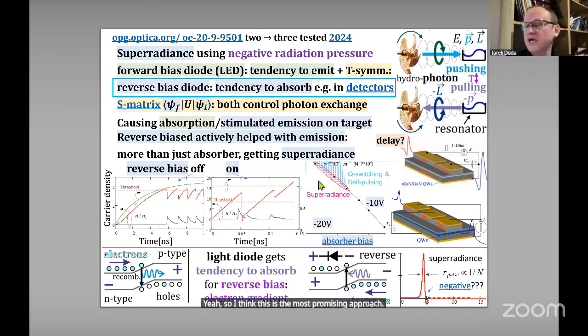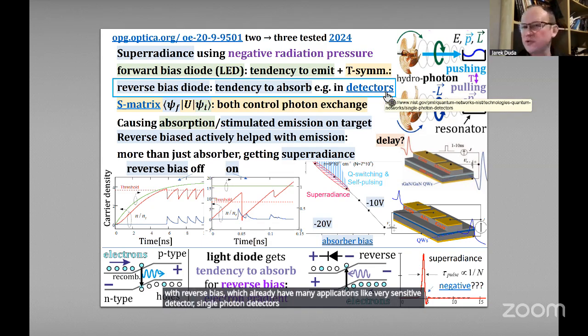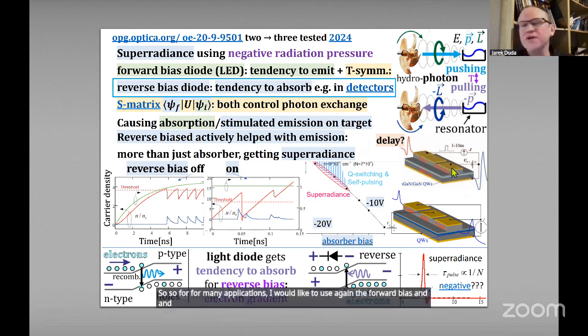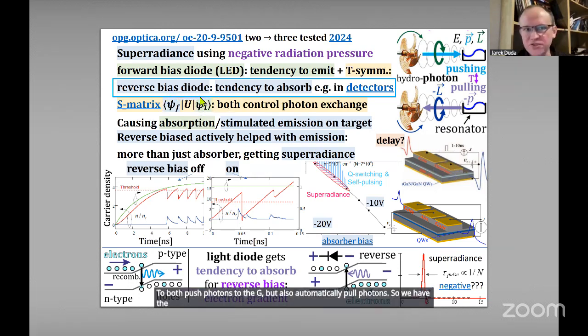So just use diodes, but with reverse bias, which already have many applications, like very sensitive detectors, single photon detectors, the receivers for lidar-to-lidar communication. For many applications, I would like to use again the forward bias and reverse bias. For example, for scanning, put a patient between them. For two-way quantum computers, put a photonic chip between them, to both push photons to the chip, but also automatically pull photons. So we have the state preparation, the state post-preparation, and between them there is a photonic chip for the quantum computer.